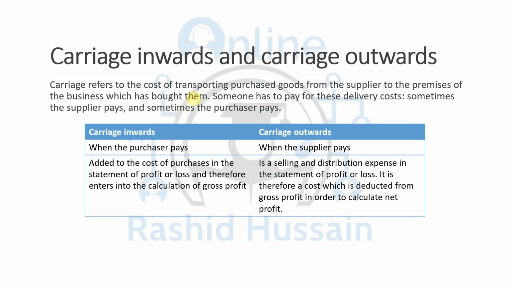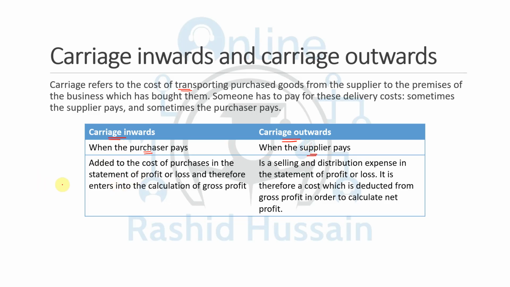So carriage is actually the cost of transportation. If the purchaser pays the cost of transportation, that is known as carriage inwards. If the supplier pays the carriage, then that is known as carriage outwards. So if you are the purchaser and you are bearing the carriage, you are paying the carriage, then that is carriage inward for you. If you are the seller and you bear the carriage, then that is carriage outward for you.